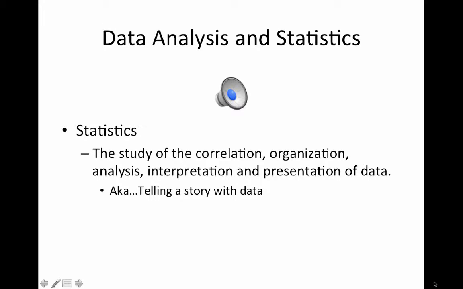Topic 9 talks about data analysis and statistics. Statistics is known as the study of the correlation, organization, analysis, interpretation, and presentation of data. It's also known as telling a story with data.